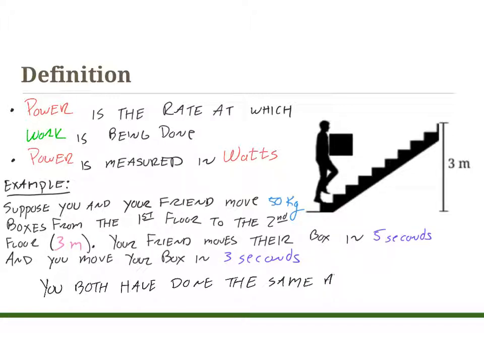but because you did it faster, you had more power. And so since the definition, again, of power is the rate at which work is being done, it's really taking a look at how fast work is being accomplished.